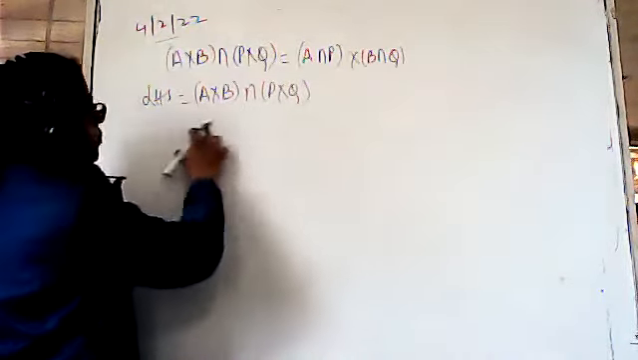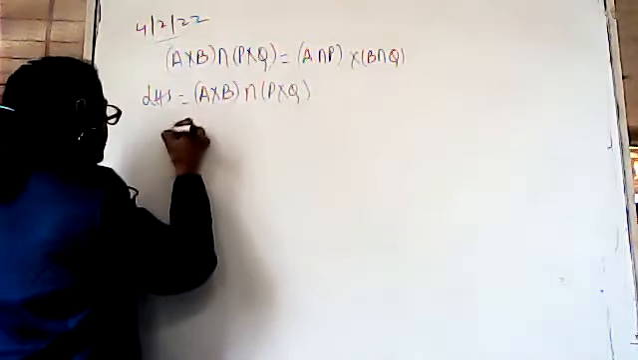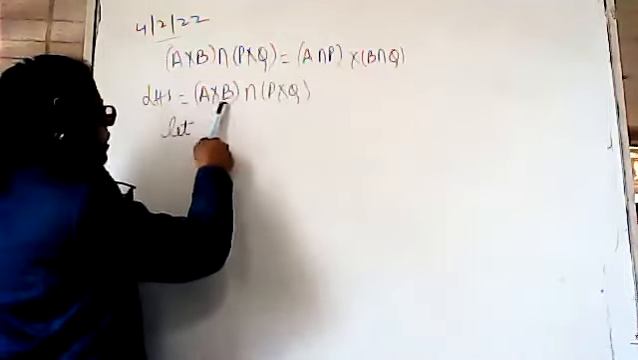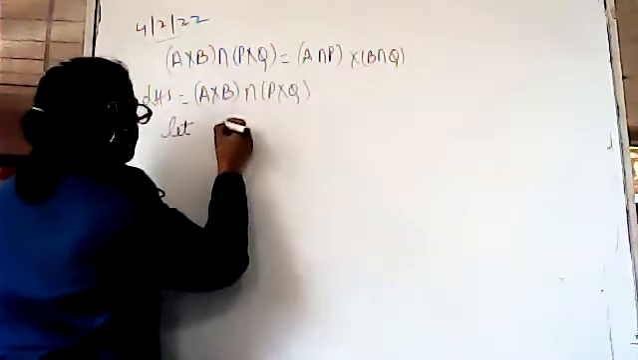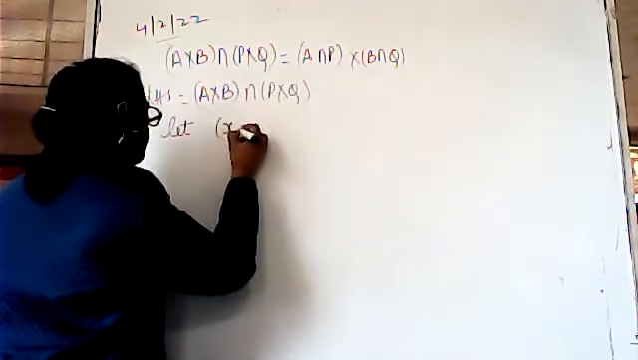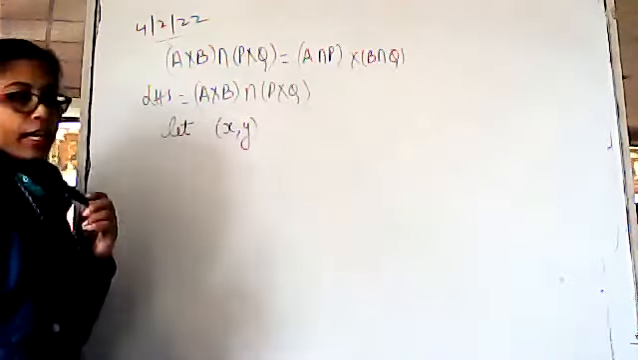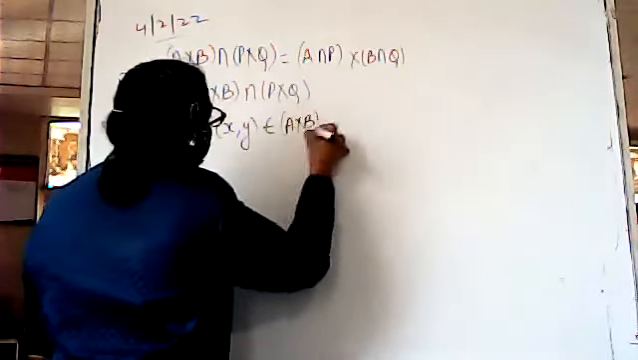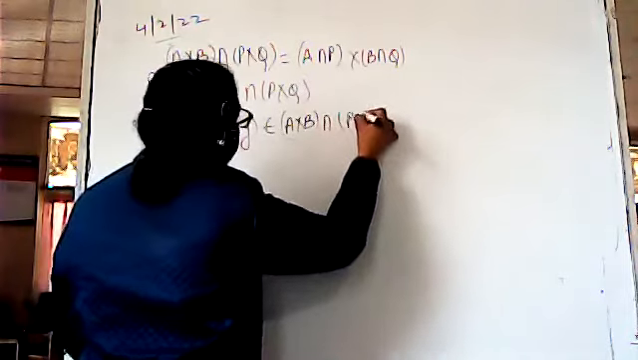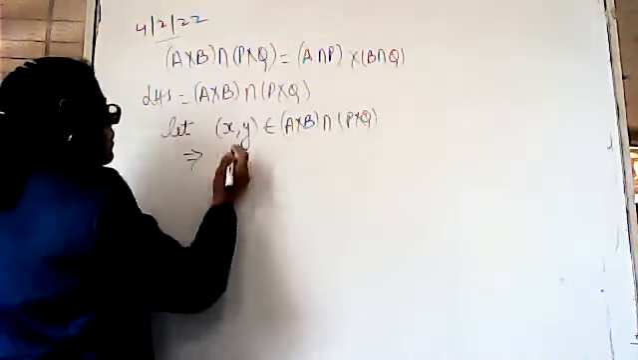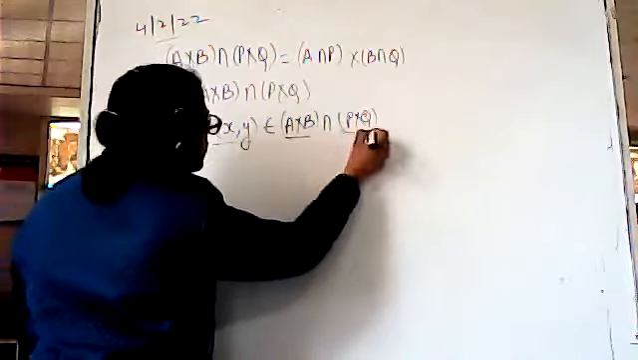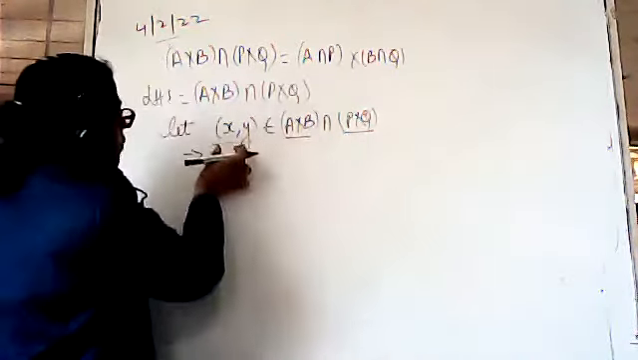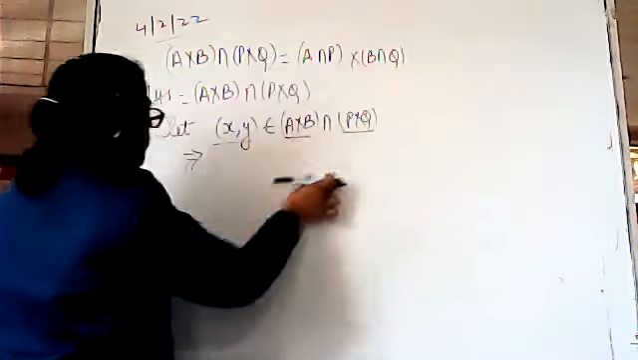So first of all, we are going to take left hand side and we will take some element in this left hand side. Now see, we are having cross product. So whenever we have cross product in any term, we will take ordered pair. Let ordered pair xy belong to A cross B intersection P cross Q. Implies that now this element belongs to intersection of these two sets. This is one set, this is second set.